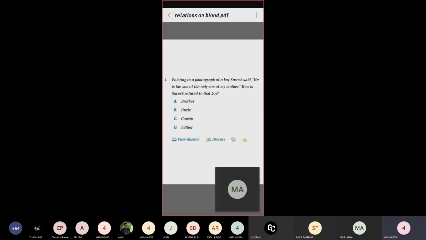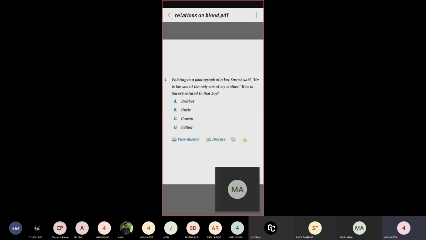Then, are problems on blood relation needed? Yes, of course. These are completely based on mental ability. Then what is meant by blood relation? Someone who has the same parents or ancestors as another. They are called blood relatives. Then coming to the problems.